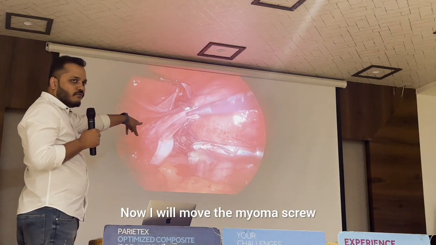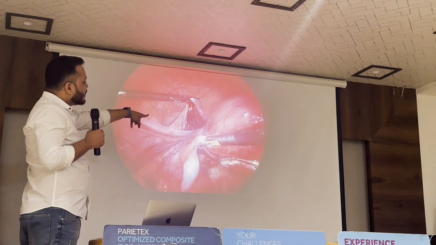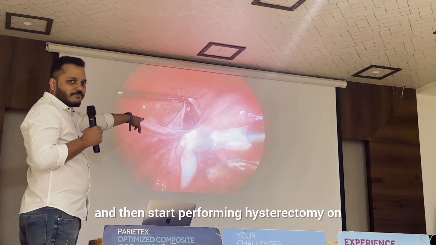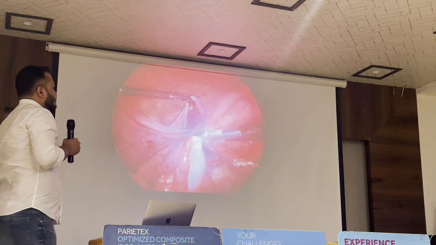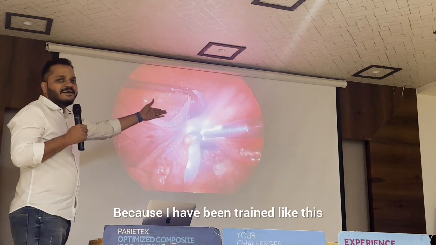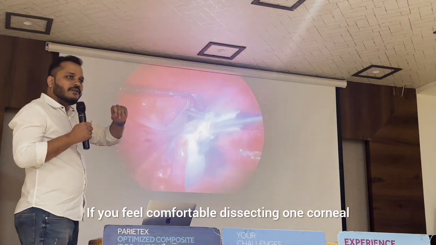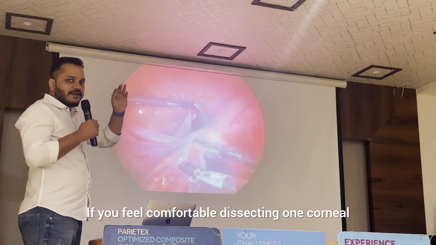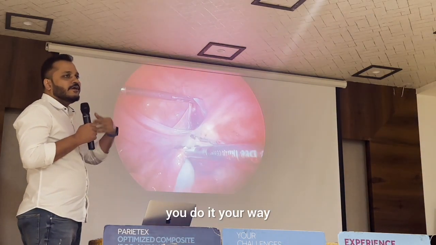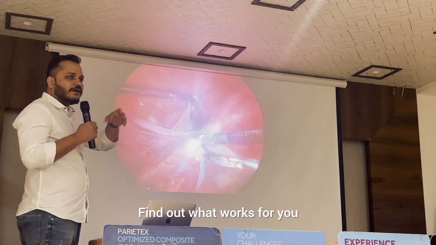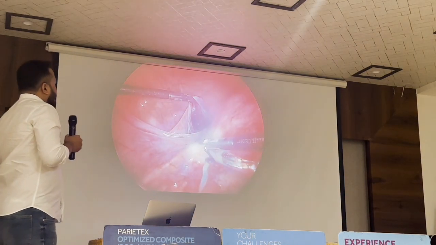Now I will move the myoma screw and then start performing the hysterectomy on the contralateral side. Why so? Because I have been trained like this, right? If you feel comfortable dissecting one cornual structure after the other, one uterine artery after the other, you do it your way. This works for me. Find out what works for you.